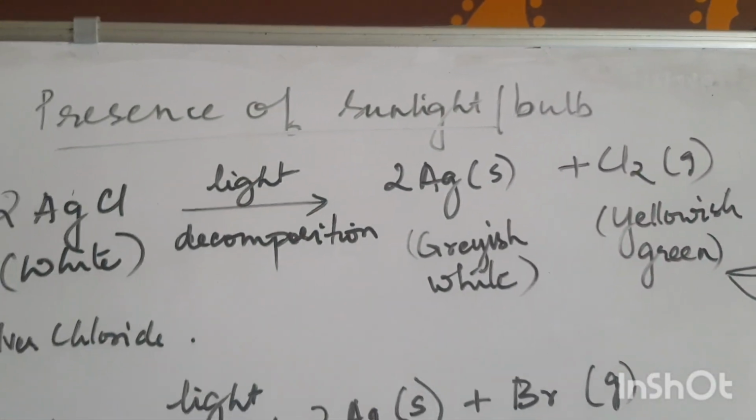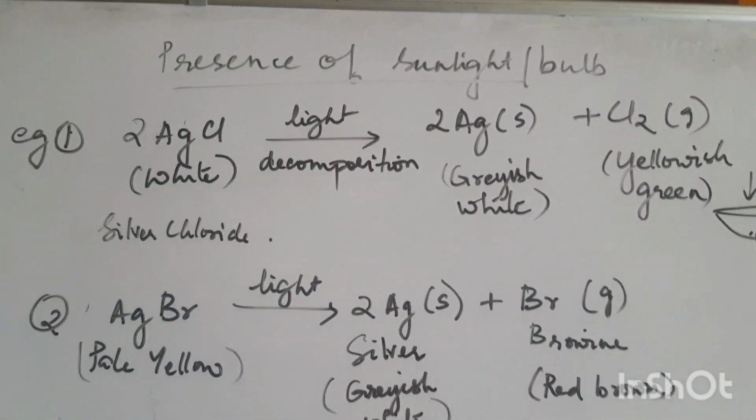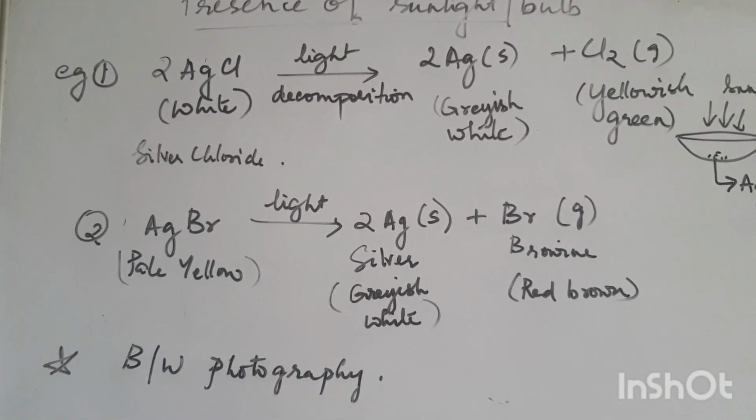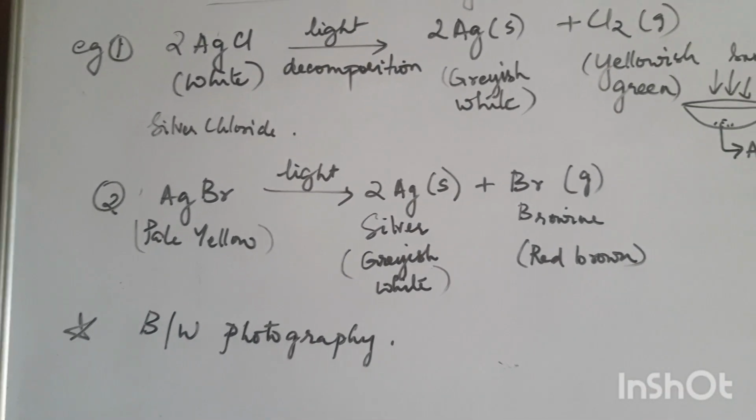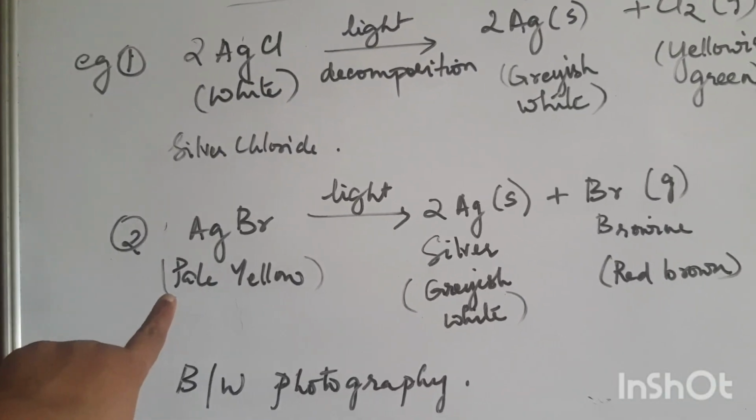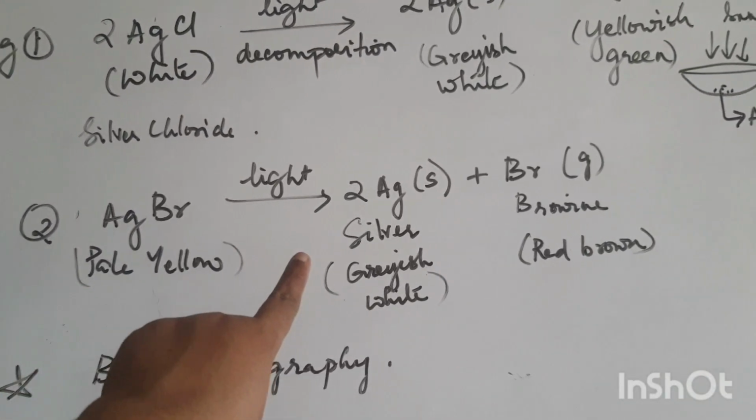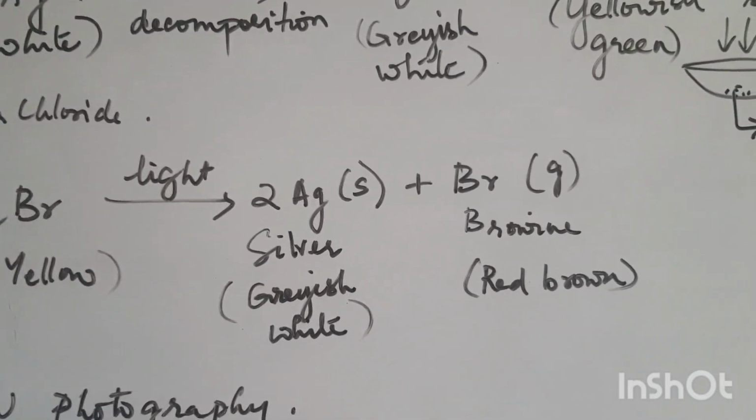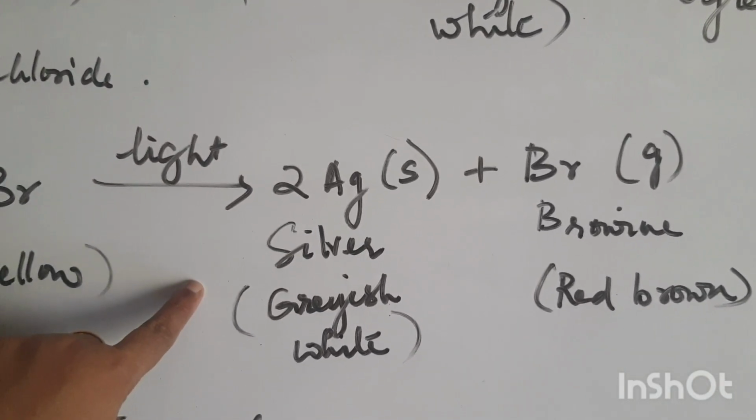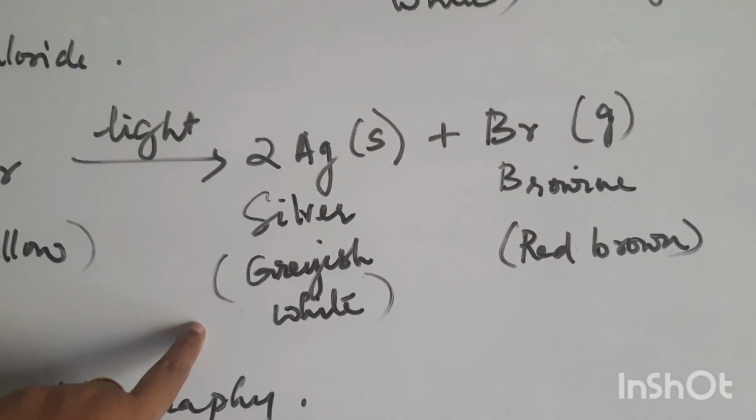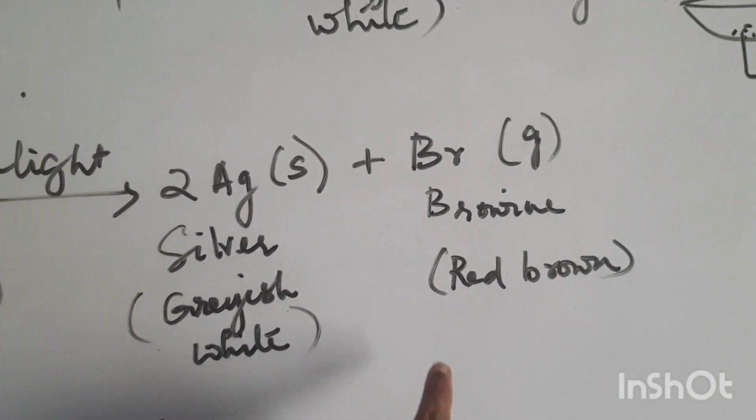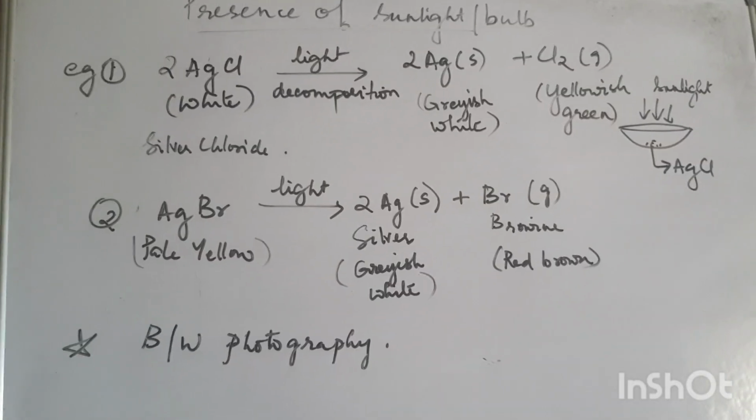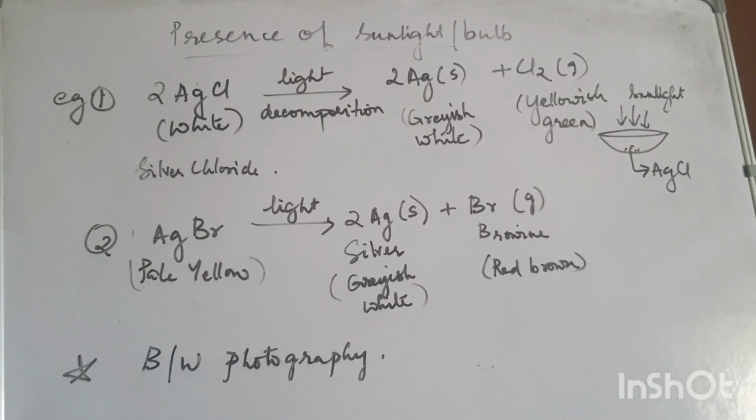What happens when exposed to sunlight? It undergoes decomposition reaction to form silver and chlorine. And one more equation I have written over here: silver bromide, pale yellow in color. It undergoes decomposition reaction in the presence of light to form two molecules of silver, in the solid state with grayish white color, and bromine, which has a red brown color. Both these reactions are used in black and white photography.